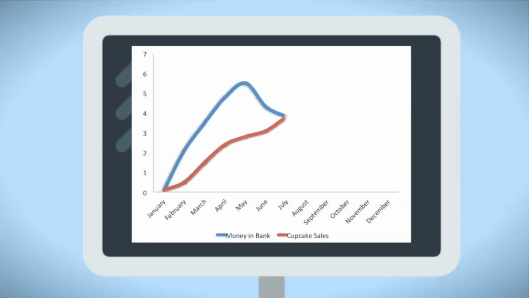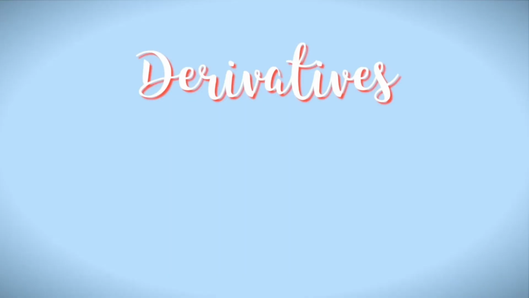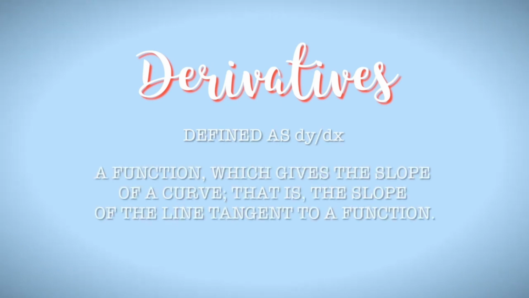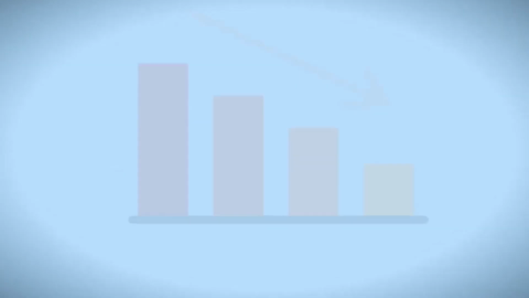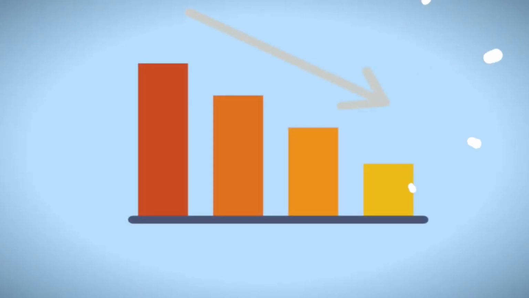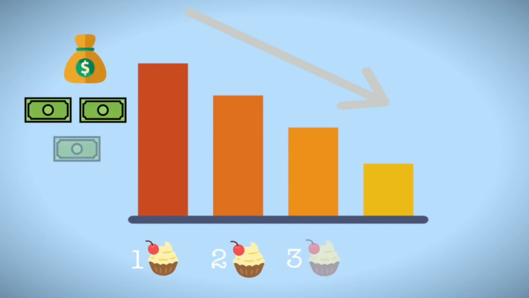So, let's look at the sales report again. As mentioned earlier, the derivative, defined as dy over dx, is the equation which gives the slope of the tangent line of a function. The slope gives you an idea of the marginal cost of producing an additional cupcake. The numbers on the x-axis show the units you produced and the y-axis shows the profits you gained.